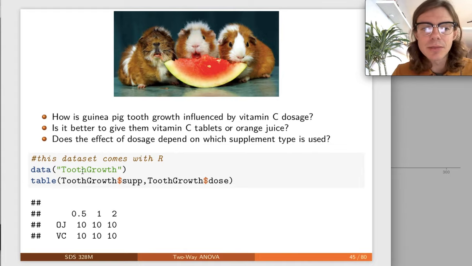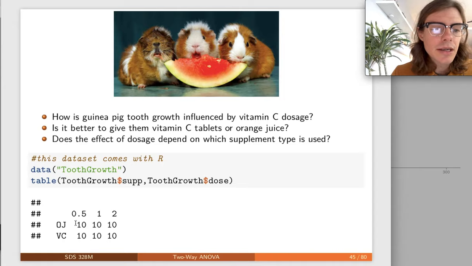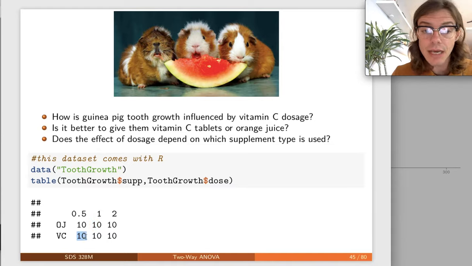Cool. So here's this same data set, right? So here's what it looks like. There's 10 in each group, right? So there's 10 who got the orange juice in the low dose, there's 10 who got the orange juice in the middle dose, and there's 10 who got the orange juice in the high dose. Same for the vitamin C tablets. There's 10, there's 10, there's 10. So there's 60 guinea pigs overall.